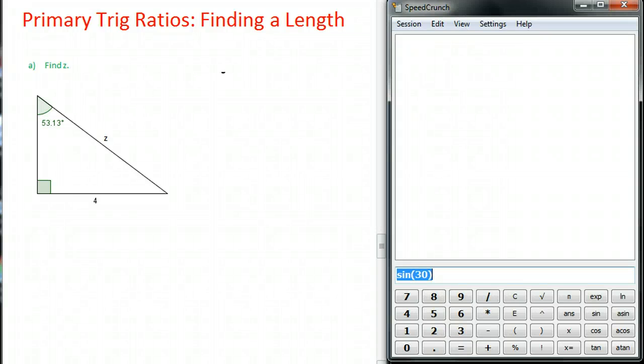Hello. In this video, we're going to look at how to find the length of a side of a right-angled triangle using our primary trig ratios. This video has been set up such that on the left-hand side we have the question, and on the right-hand side we have a calculator.